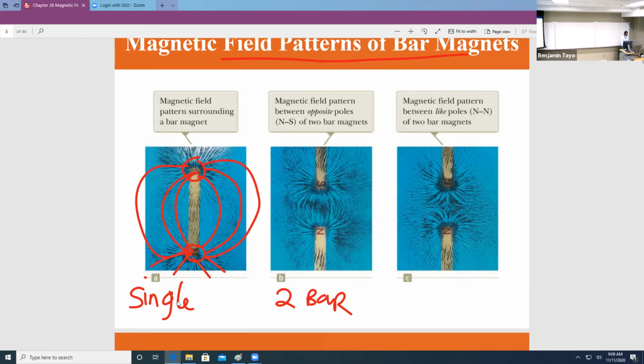So this is the north. Now, you have two bar magnets and you place them in such a way that this is the north and this is the south here. Then you have field lines going like that, again always going from the north to the south. And if this is north and this is north, then you see that the field lines are coming out like this. So this is an example of a repulsive force. This is an example of an attractive force.